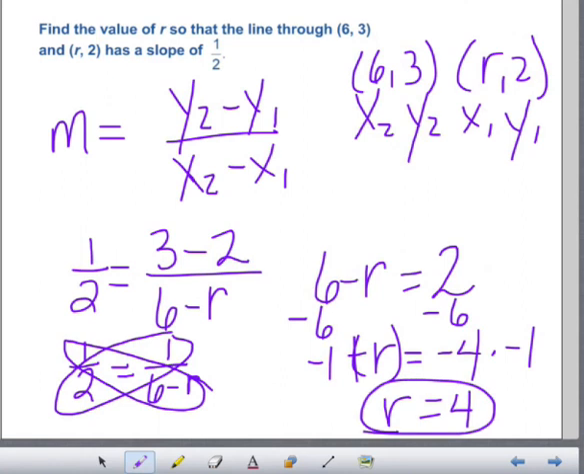So if I have the slope and I'm missing one of my coordinates, I just plug it in and solve. Okay? All right, I know that's a lot of information. Just stick with me. I promise it'll all be clear the more we practice in class.